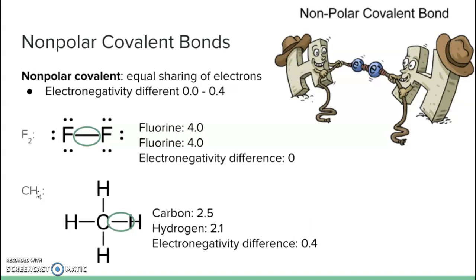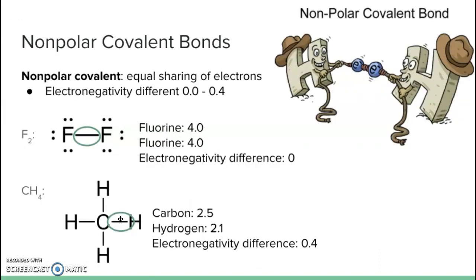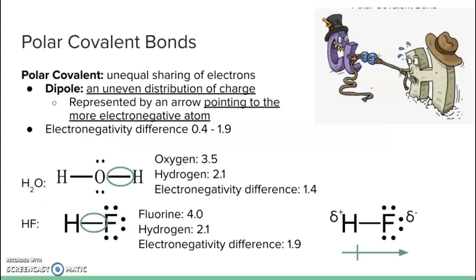Let's look at CH4. When I draw my Lewis dot structure out, I get this. And if I want to look at that bond between my carbon and one of my hydrogens, carbon, when I look on my chart, has an electronegativity of 2.5. Hydrogen has a 2.1, and so I have an electronegativity difference of 0.4. And that falls in the nonpolar covalent region. So these are two examples of nonpolar covalent bonds between atoms, okay?